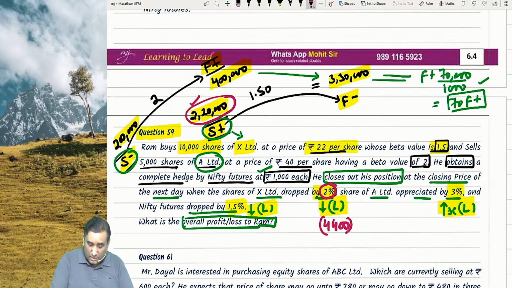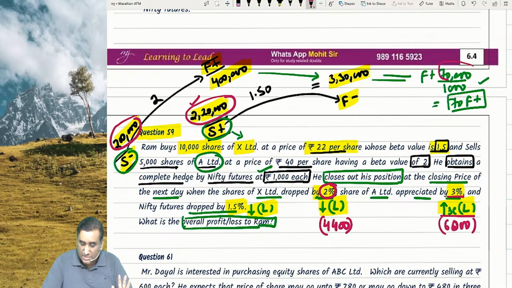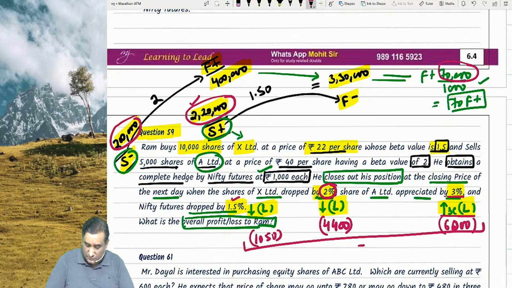Now, how much did you sell of A Limited? It is appreciated by 3%. Your loss would be 6,000. Complete loss would be 1,000. And the Nifty net position was 70. Not the contracts, the amount term is 70,000. 70,000 at 1.5%. How much? 1,050. This should be the combined loss. 7,000.